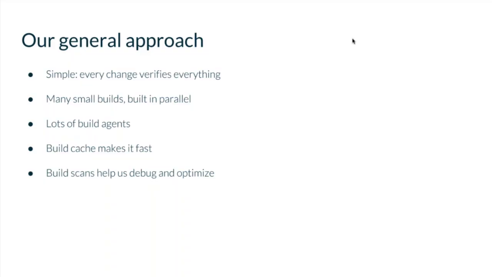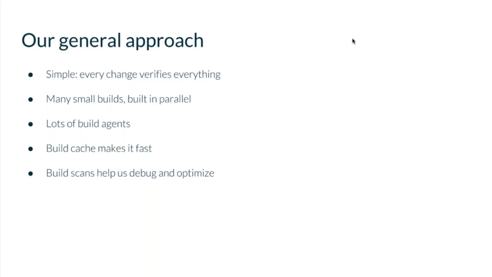We have lots of build agents, so we have many machines, a farm of machines that can build this stuff, and that's essential for making it fast. We also heavily rely on the build cache. That's probably an understatement. This whole approach wouldn't work if we didn't use the build cache, and we'll come back and explain why that is and how that works for us. So that really makes us fast. And we use build scans all day, every day to help us debug when there's problems, fix things when we break things, and optimize this process and keep it fast. So that's generally how we approach it.